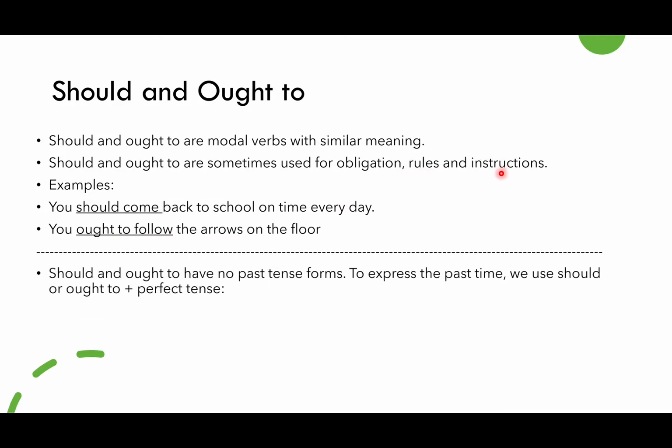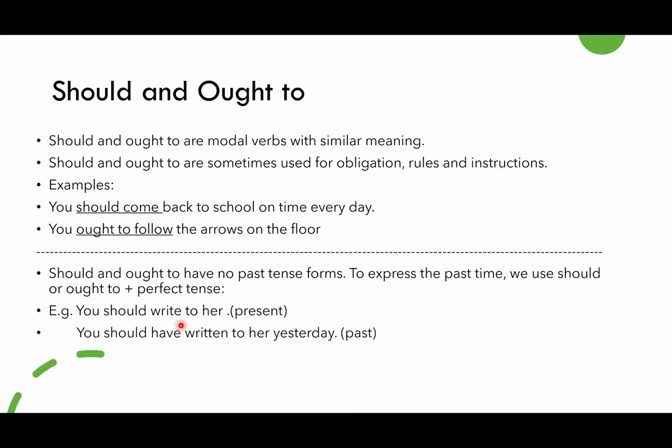And should and ought to have no past tense forms. To express the past time, we use should or ought to plus the perfect form. Let's look at examples. You should write to her. You should have written to her yesterday. To have written in past tense thus is past perfect tense.